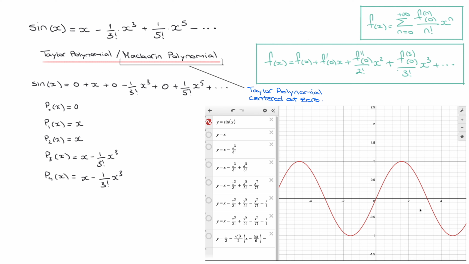And I'll stop at the next one. The fifth degree Taylor polynomial for this series would be equal to x minus 1 over factorial 3 times x cubed plus 1 over factorial 5 times x to the power of 5. And of course, we could carry on forever this way. Now, each and every single one of these is a Taylor or Maclaurin polynomial obtained from the infinite Maclaurin series we have here for sine of x.